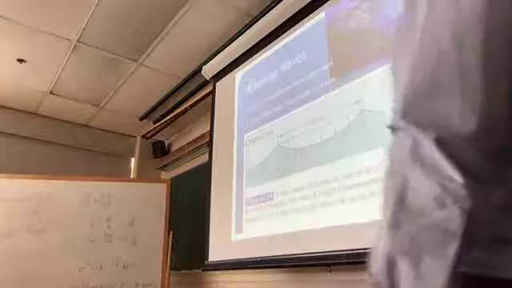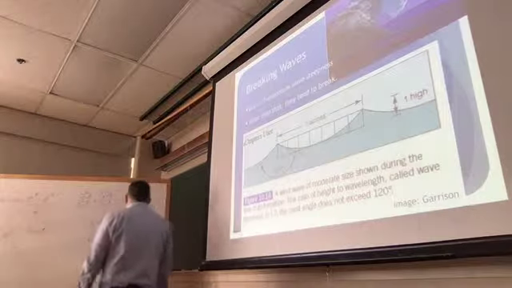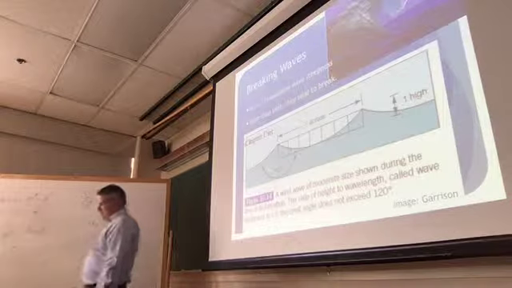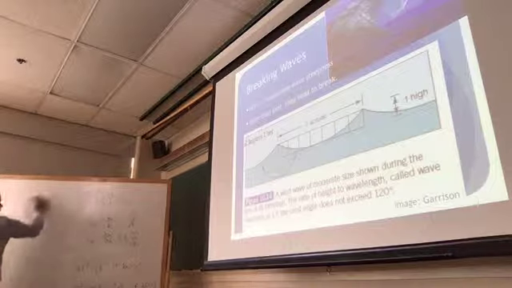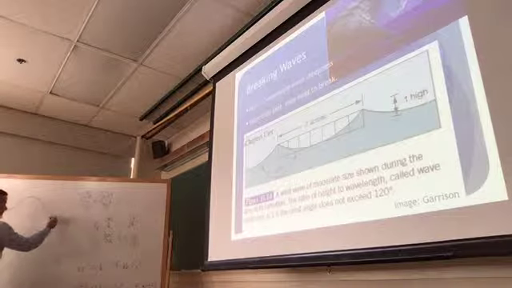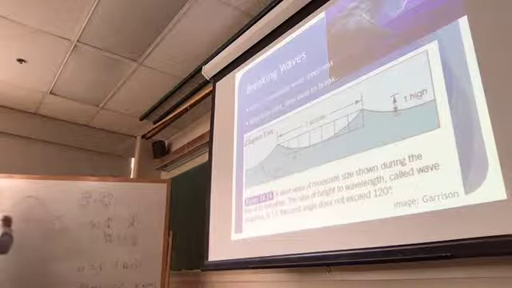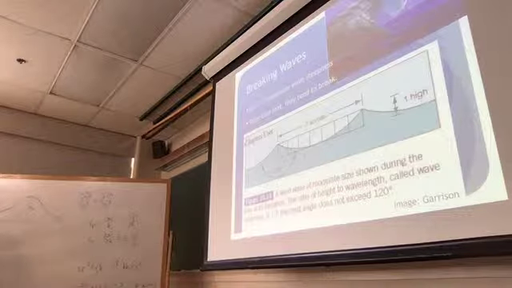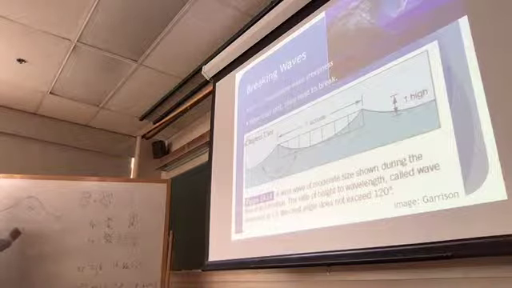Oh, all right, how about breaking? So, if C naught is equal to square root of G times H, and a wave is in really shallow water, so suppose here's a wave. Suppose this is only 1 meter deep, and this is 4 meters. And the speed of the wave is square root of G times H.